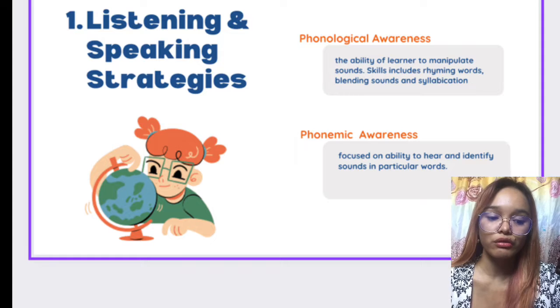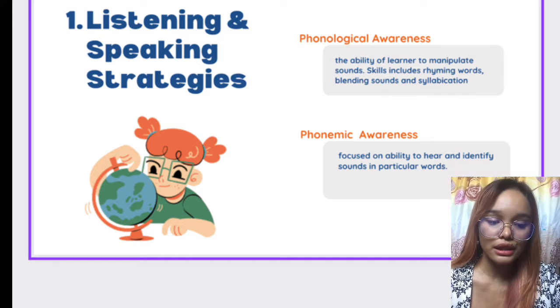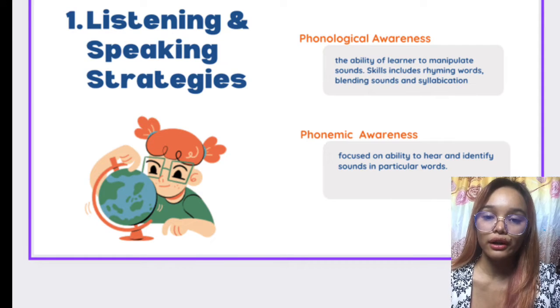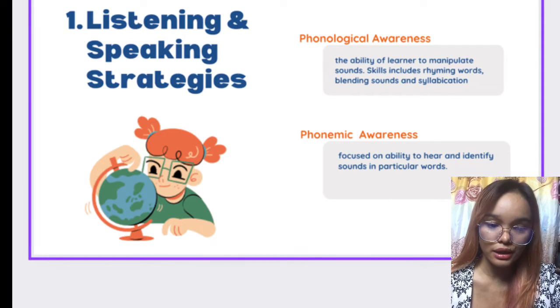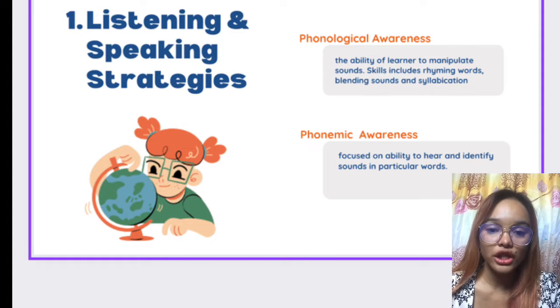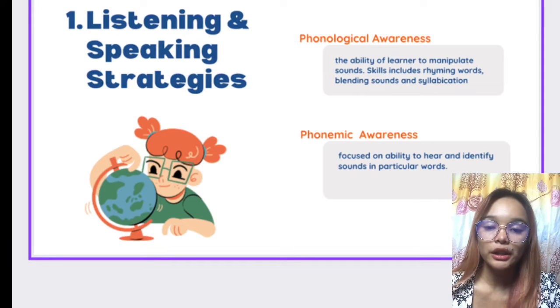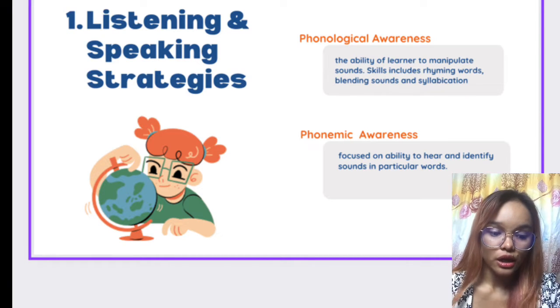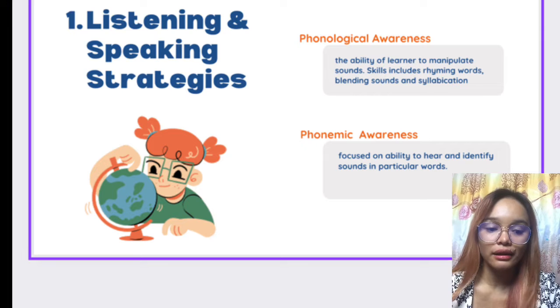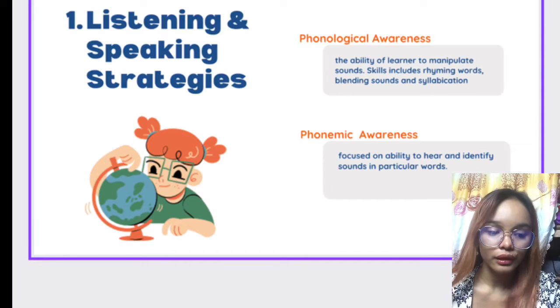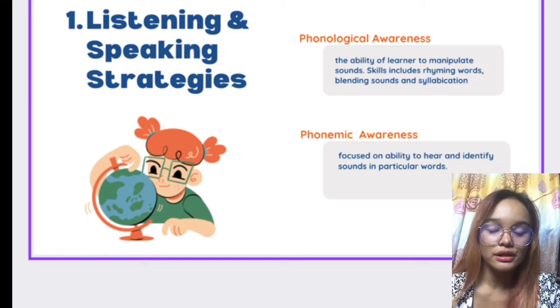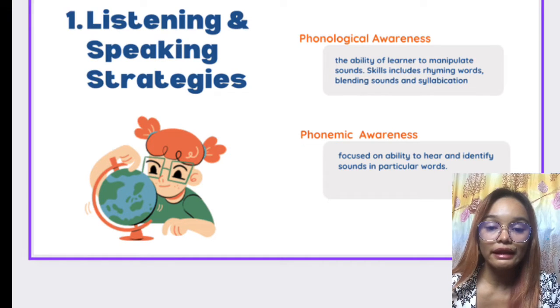Let's start with listening and speaking strategies. There are activities that could develop the listening and speaking abilities of the learners, which could strengthen their phonological and phonemic awareness. Phonological awareness is the ability of the learner to manipulate sounds and words, or play with sounds and words. The skill includes recognizing rhyming words, identifying syllables, and blending of sounds.